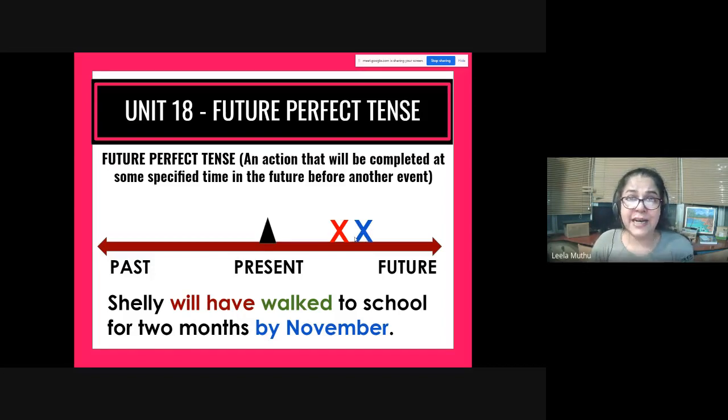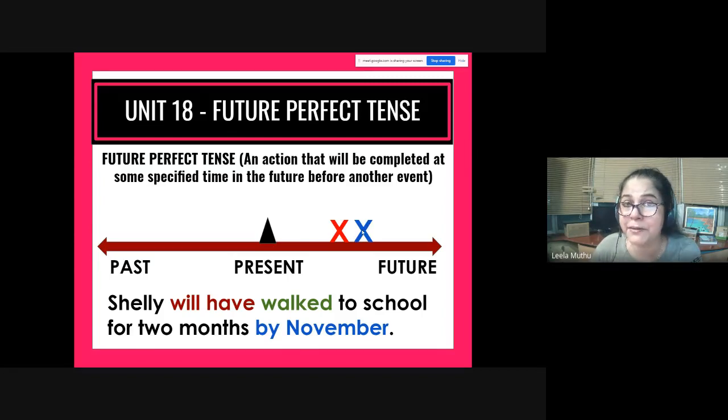Okay, let's see how that makes sense in this sentence. Shelley will have walked to school. You know it's subject, will have, shall have, followed by the past participle. So will have walked to school for 2 months by November. So November is represented by the X.